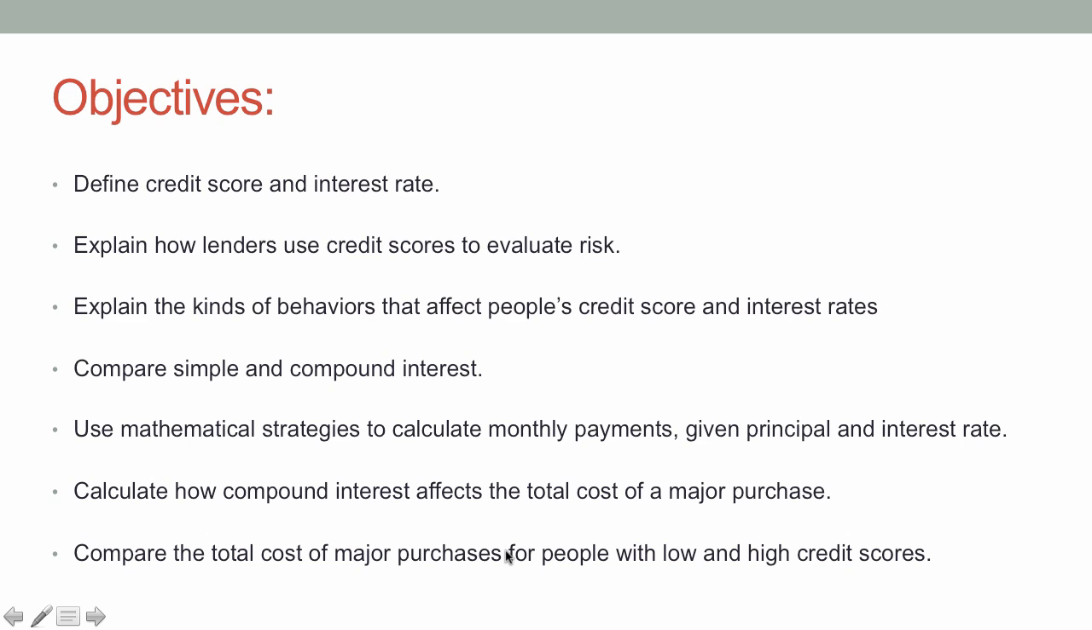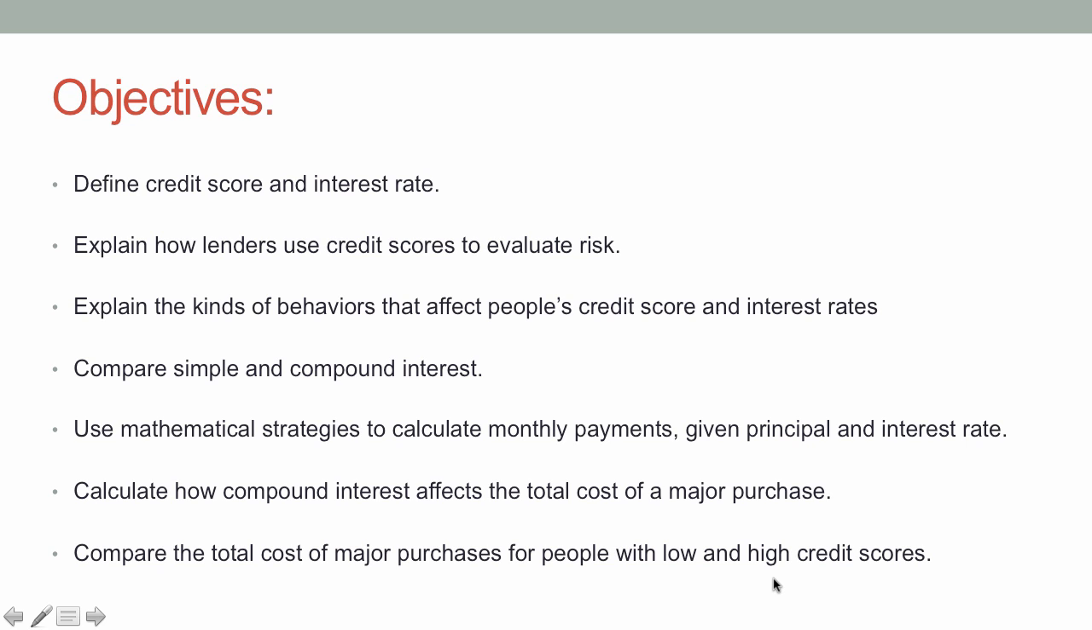All right, there we go. We did a lot today. We talked about credit scores and interest rates, how credit scores evaluate your risk, what kind of things you can do to improve your credit score and get that best interest rate. We looked a lot at the math behind simple and compound interest and how monthly payments are calculated, and the total cost, how it changes based on if you have a low or high credit score. Hopefully this was a great informative lesson for you.